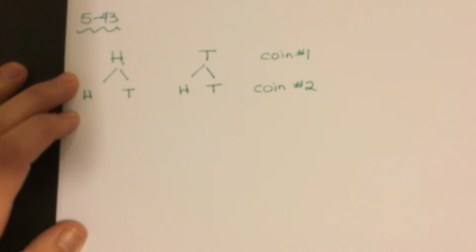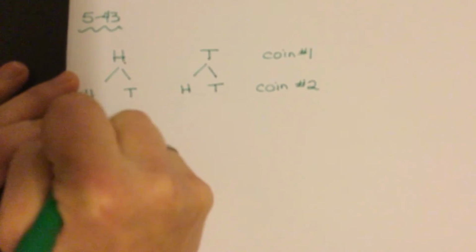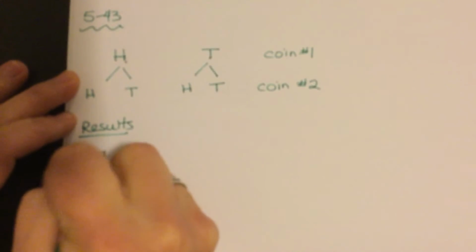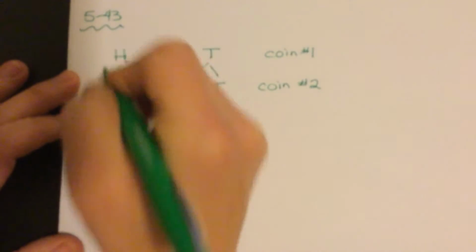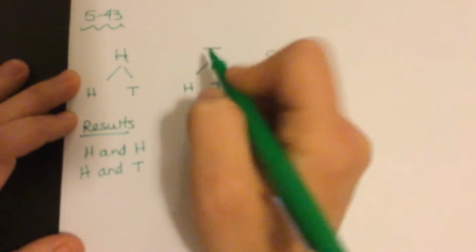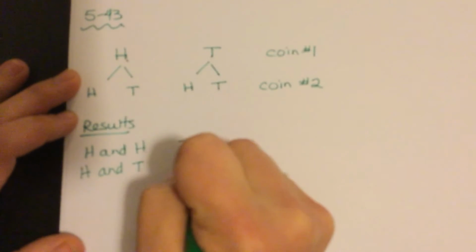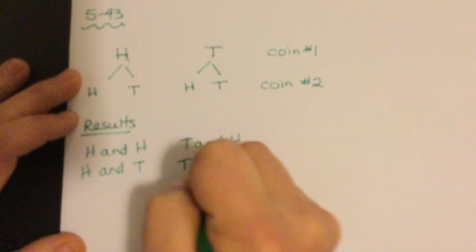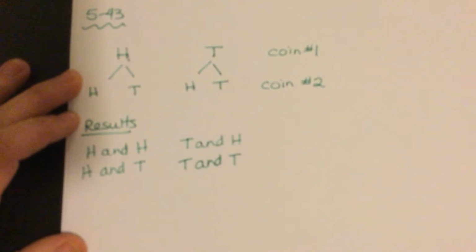So now that I've made my tree diagram, I can just follow the branches to find out the results. So I could get heads and heads. I could get a heads and a tails. I could get a tails and a heads, a tails and tails.